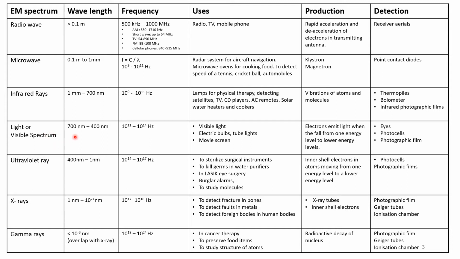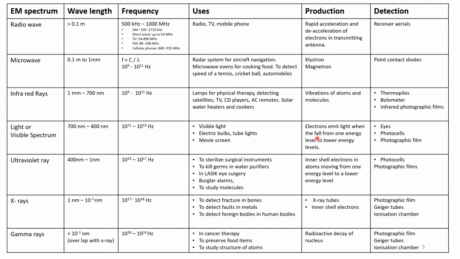Its wavelength range is 700 nanometer to 400 nanometer and its frequency range is 10 to the power of 11 to 10 to the power of 14 hertz. Its uses are visible light, electric bulbs, tube lights and movie screens.